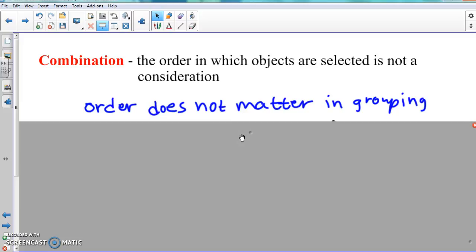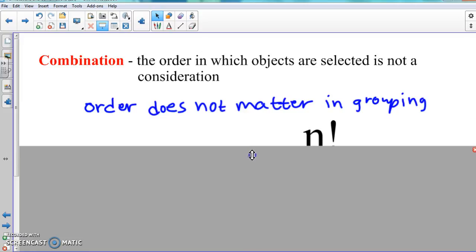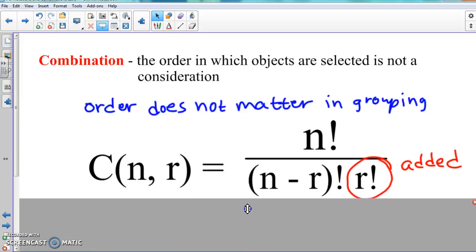So combination, really all we're taking a look at is putting things in groups. Not talking about specific order, this happens, this happens, this happens, but it's about grouping them all together. That's the most important part. So here, when it comes to a combination, this is what it looks like.